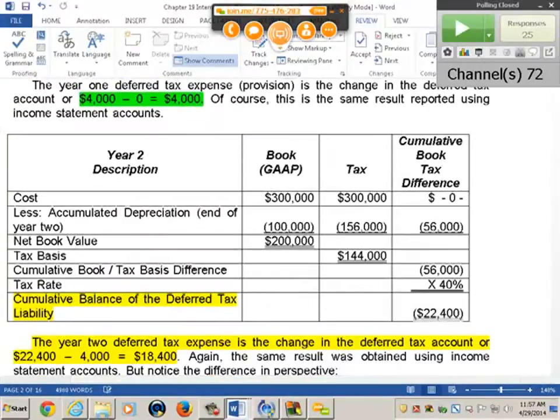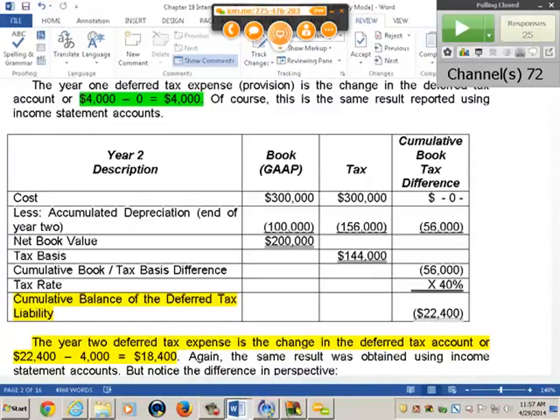When you do the second year, you've depreciated the asset 100 at the end of the 2-year period, and for tax, you depreciated it by 156. The book value for GAAP is 200. The tax basis is 144. The cumulative book tax difference is 56. Now, notice, again, this is something, if you didn't pick this up the first 3 weeks or 4 weeks of the accounting program in the summer, it's a problem. It's cumulative. It is a balance sheet number.